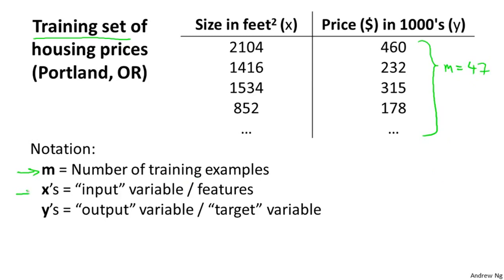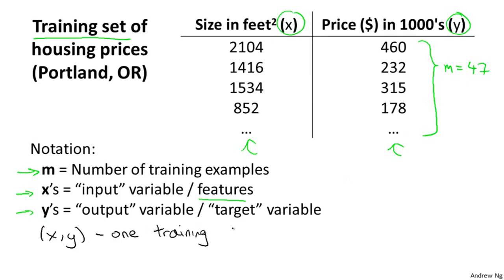I'm going to use lowercase x to denote the input variables, often also called the features. So the x's here would be our input features. And I'm going to use y to denote my output variables, or the target variable which I'm trying to predict. And so that's this second column here. A little bit more notation. I'm going to use (x, y) to denote a single training example. So a single row in this table corresponds to a single training example.